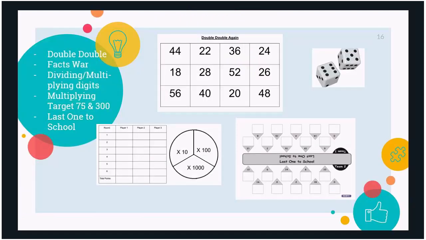Okay, so this is some sample of the games you will have. Each game is in a folder with the rules attached, as well as any game boards necessary to play. Double Double, Facts War, Target 75, Target 300, Last One to School. Quite a few to choose from. And there's some videos in there too.